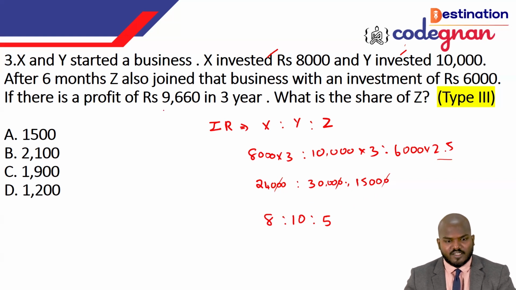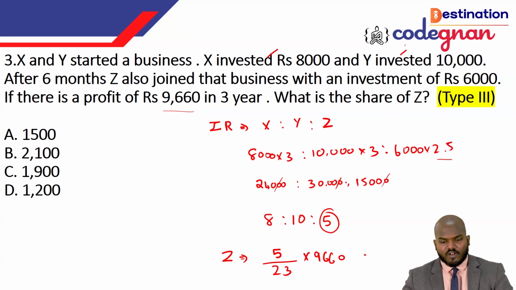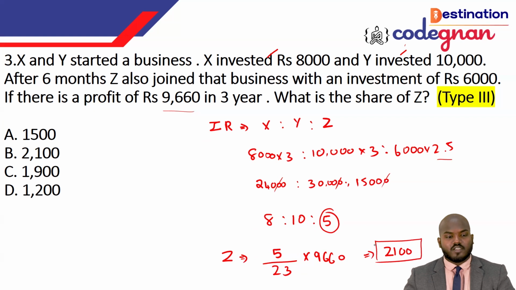So the profit of 9,660 rupees in the 3 years is coming. Then how can we find out Z here? Because Z is the one who was working for only 2.5 years, right? So you can take it as a total profit. No need to worry, guys. So this is the Z. Z's profit is 5 by 8 plus 10, 18, 18 plus 5, 23, times 9660. If you cancel this, guys, it will give you a value close to 2100. So this is the possible answer here, option B. So option B is the correct answer to this question, guys.